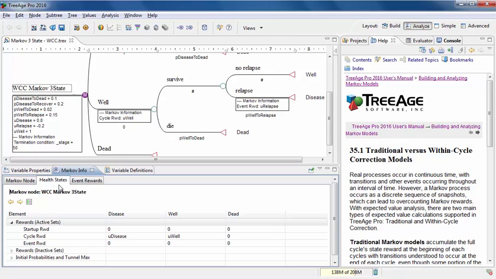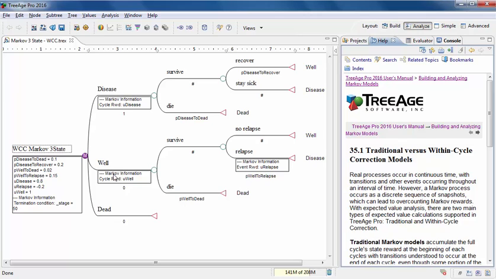So for each health state, we have a startup reward, a cycle reward, and an event reward. The startup rewards are used one time only at the first cycle. The cycle rewards are accumulated over the course of the cycle, and it's these rewards which are the subject of the within-cycle correction, and event rewards, which are usually fixed values associated with transitions rather than states. Again, in the tree, we can see where the rewards are assigned, cycle rewards under each state, and the event rewards associated with the relapse condition.